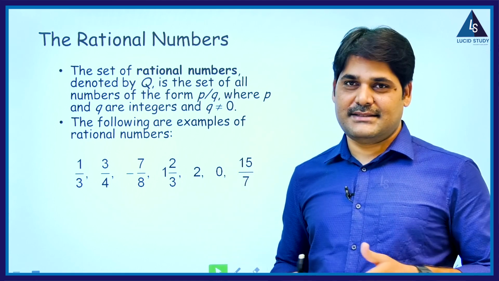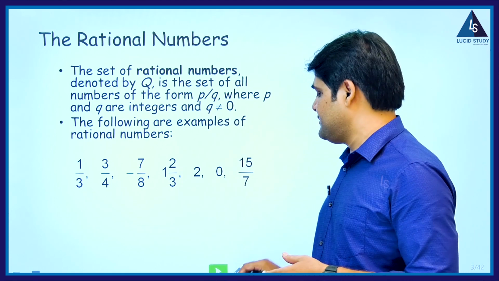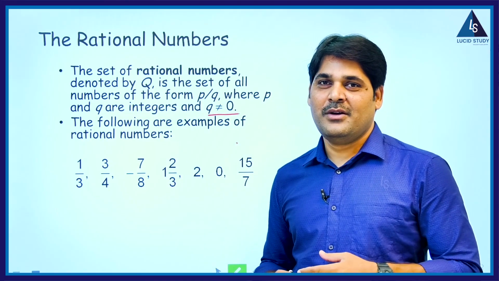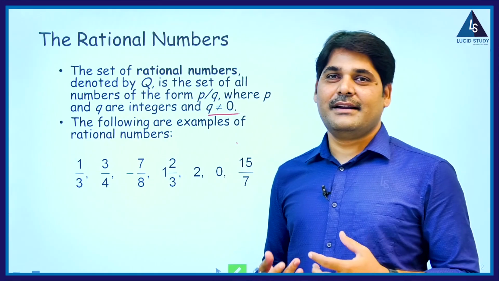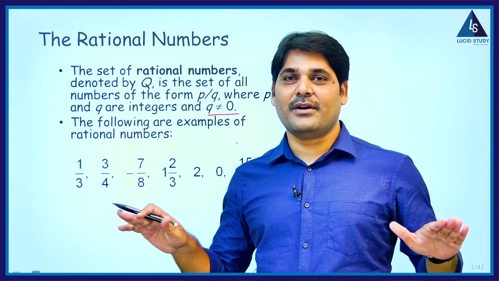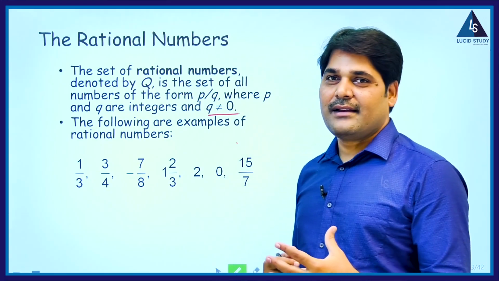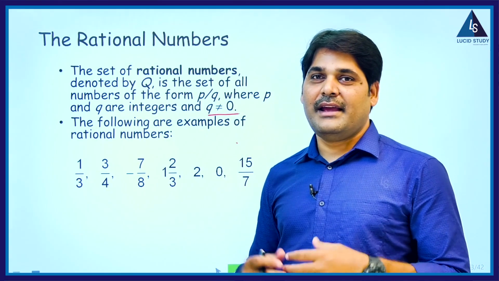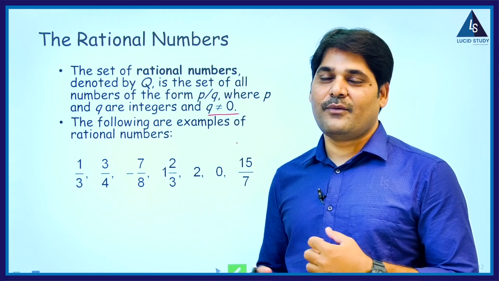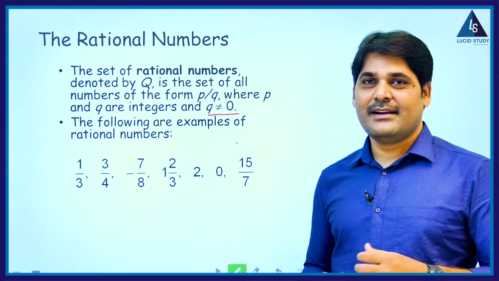p, q are integers, and most important thing is this: q should not be 0. Okay, we cannot divide any number with 0. Division with 0 is not possible. We already know this. That is why we can define a rational number as a number which is in the form of p by q is said to be a rational number where the denominator is not 0. Okay, clear with the definition.